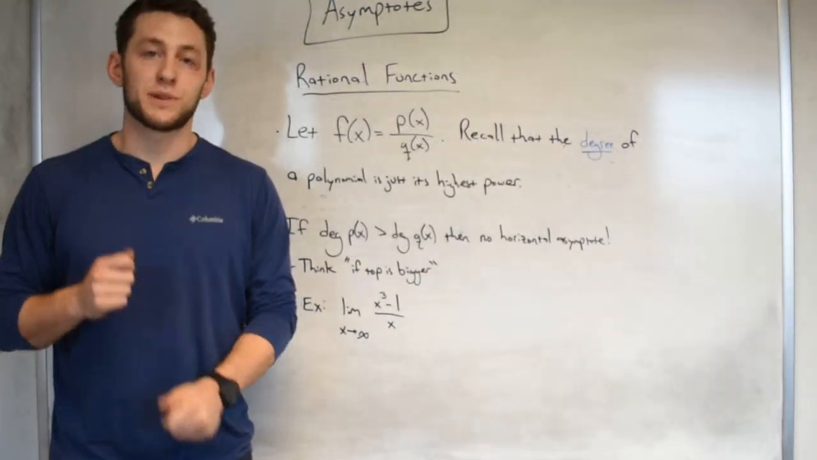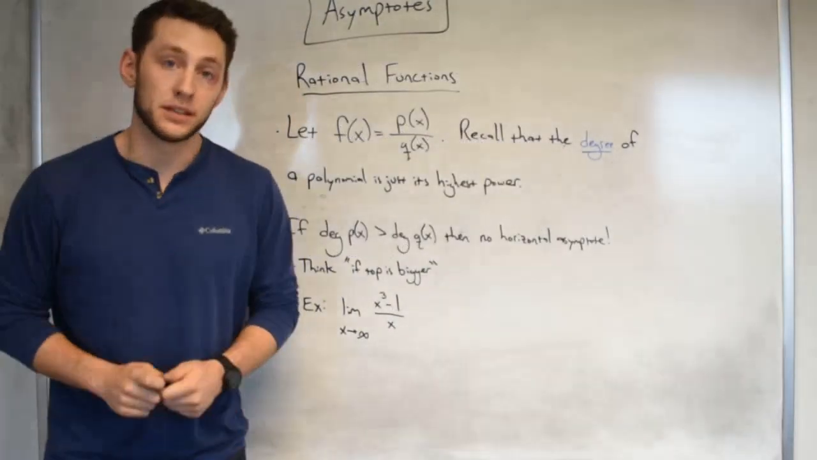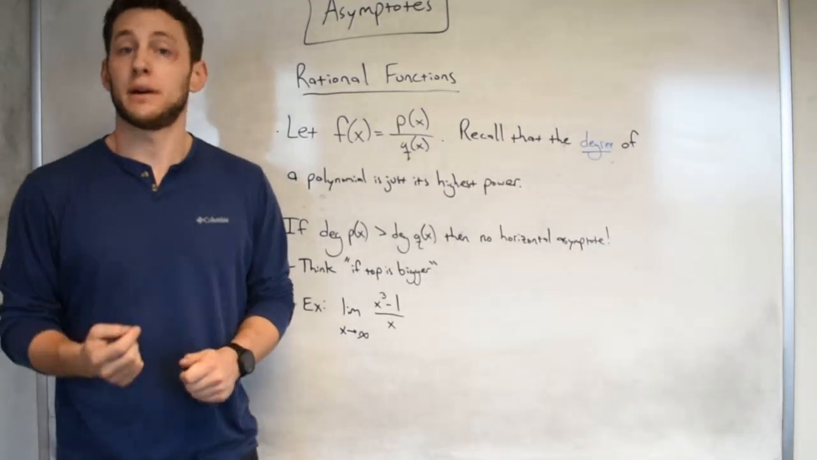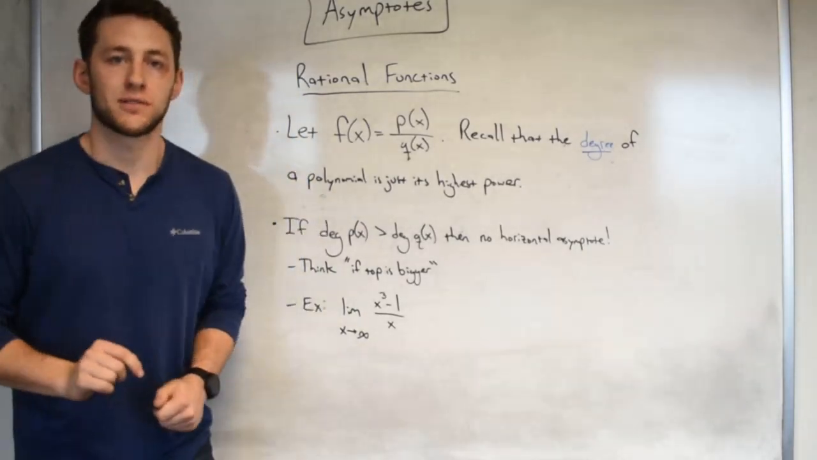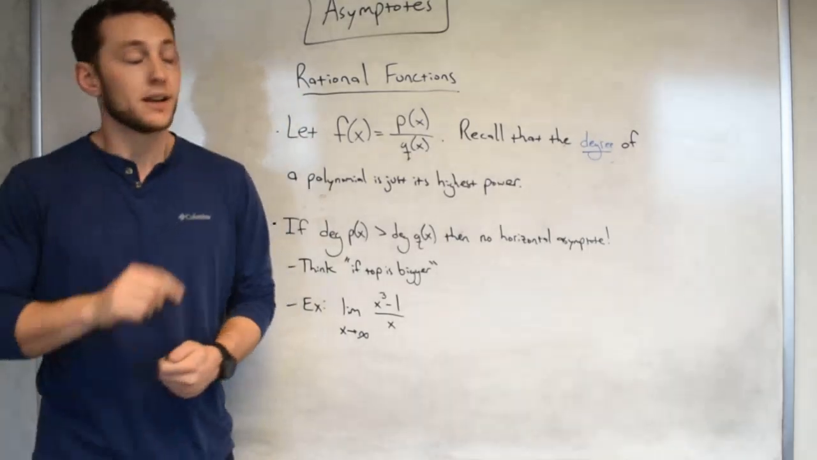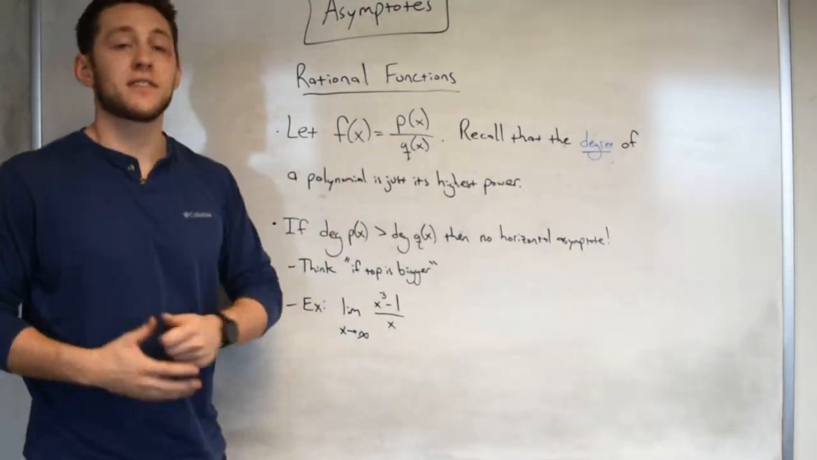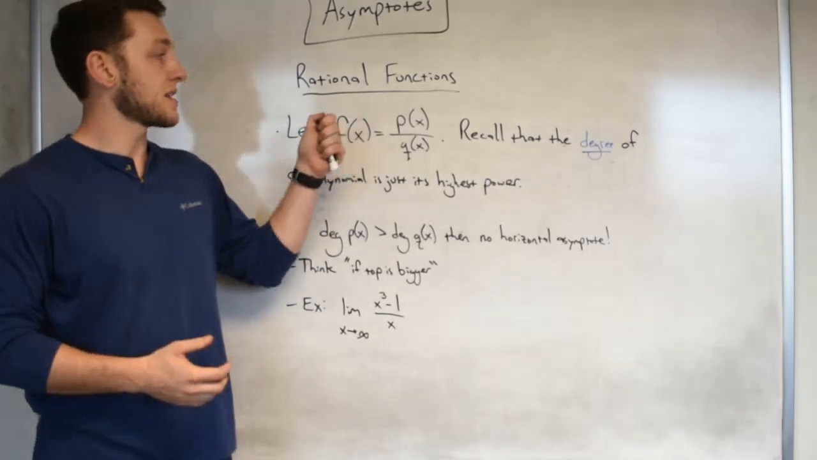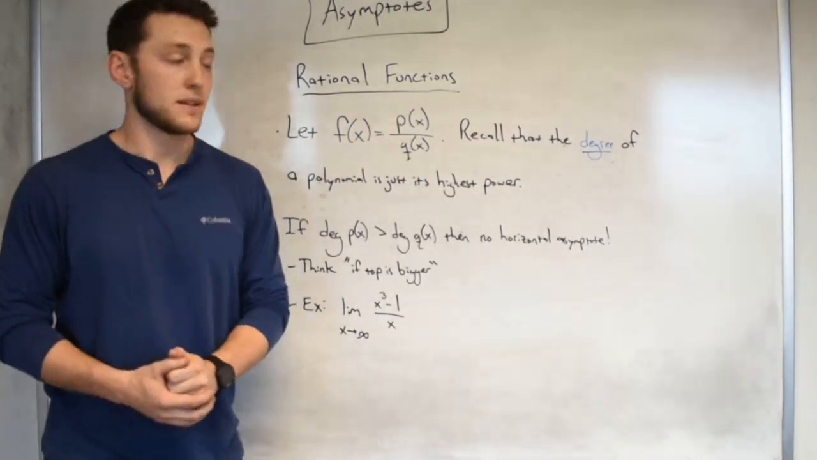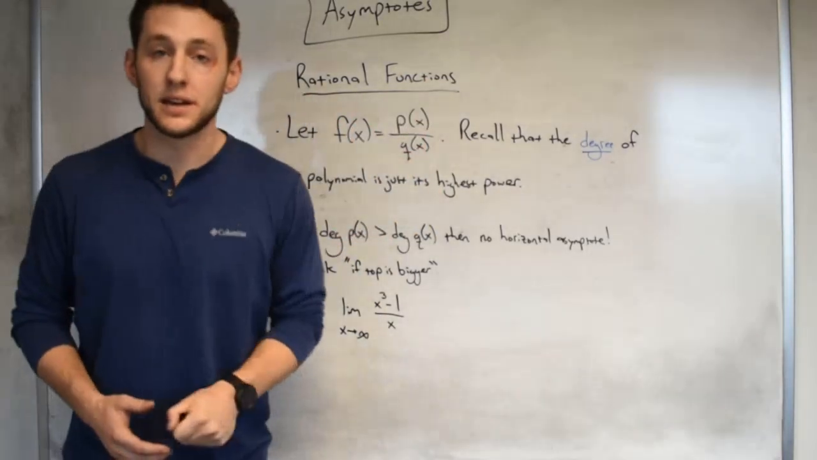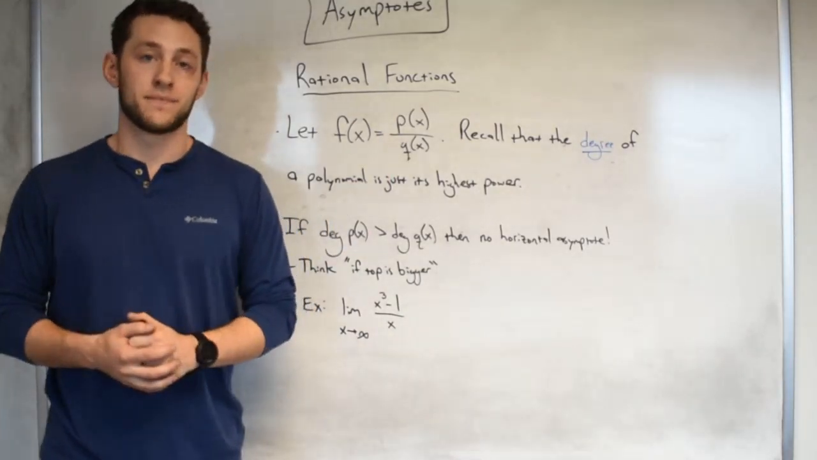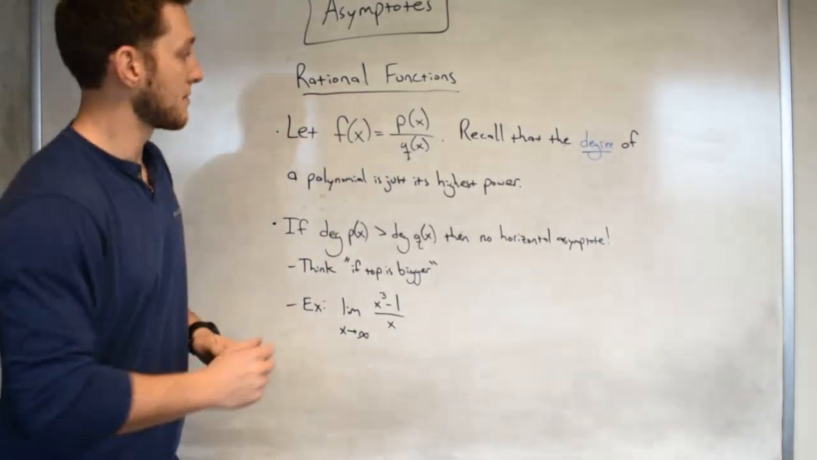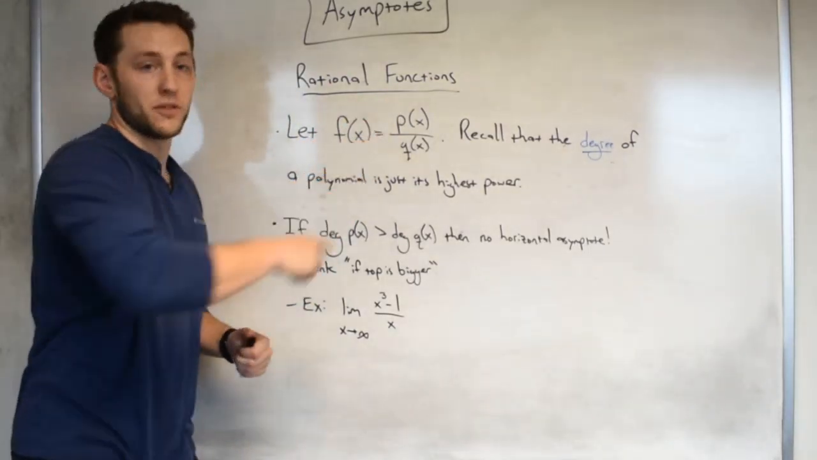Now that we have the algebraic tool to actually evaluate a limit, utilizing that if you divide by infinity, you become 0, let's talk about a special class of functions, rational functions. So let f of x equal p of x divided by q of x, where p of x and q of x are polynomials. Recall that the degree of a polynomial is just its highest power.